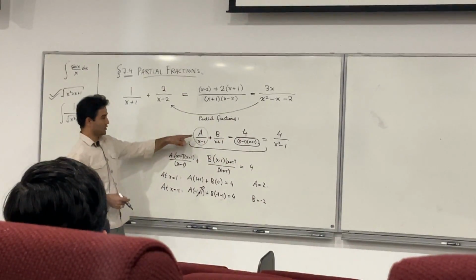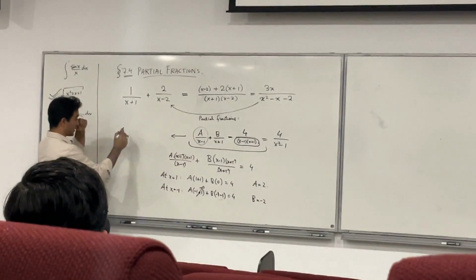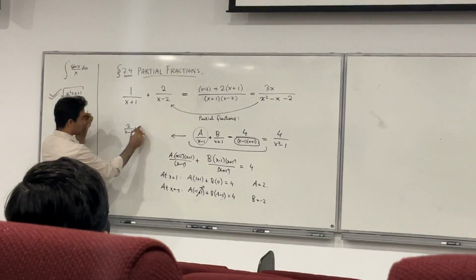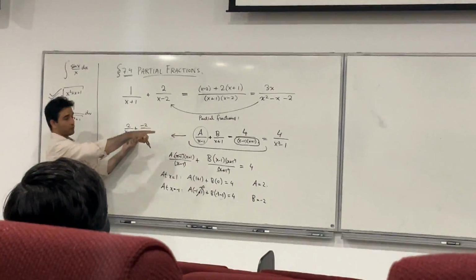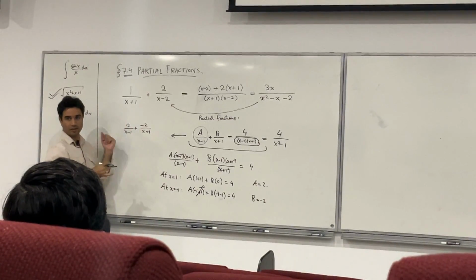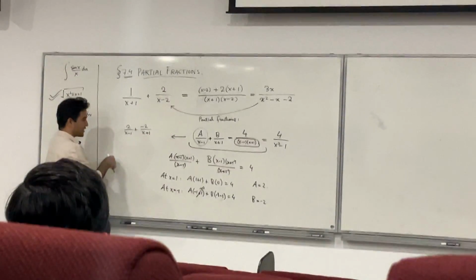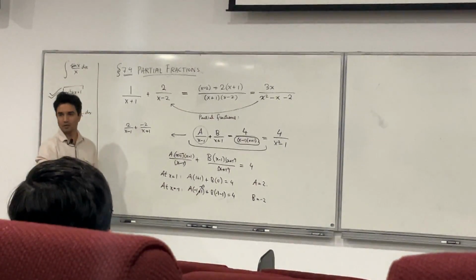And you can then check, once you get this, is it true? Can I really write 2 over x minus 1 plus minus 2 over x plus 1? And does it really add to 4 over x squared minus 1? And it does. Because the 2x and the minus 2x cancel, the 2 and the plus 2 makes 4. So that's the general procedure.